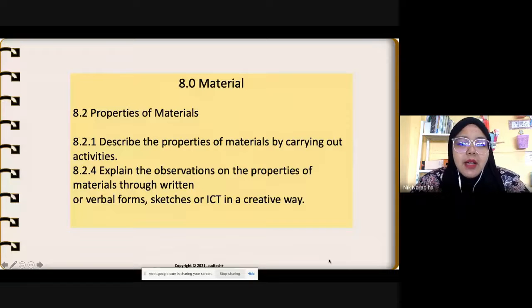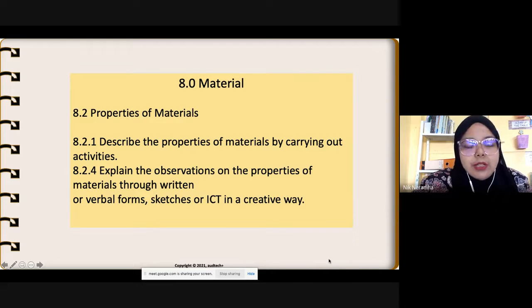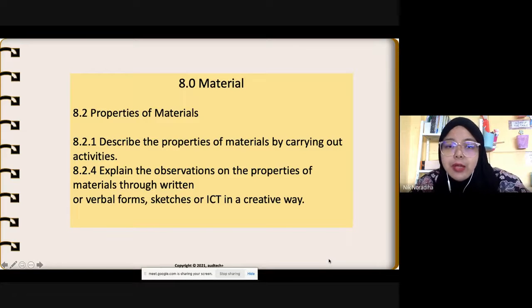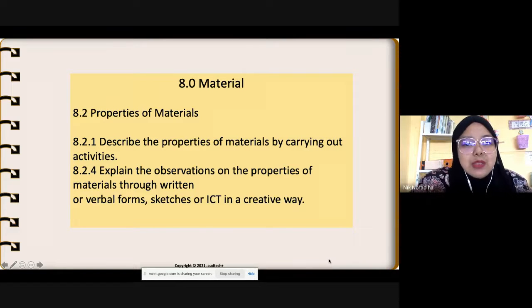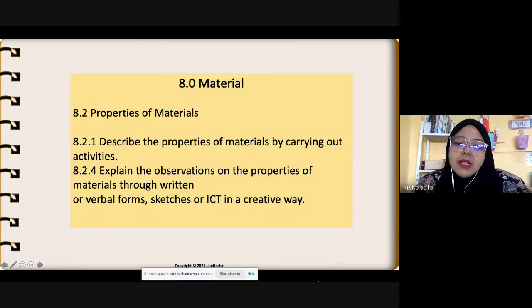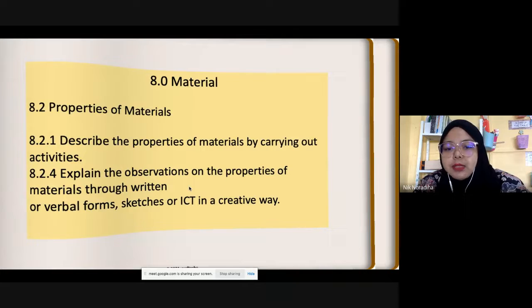Okay, so today we are going to look more into characteristic of materials or properties of materials, right? So at the end of the class today, inshallah, all of you will be able to describe the characteristic and also properties of material by doing activities. What is example of activities that we are going to do today? We're going to use our book and tomorrow we are going to do experiment individually at home. A simple experiment only. So explain through observation and also written, right? So we're going to use our science practical book today.